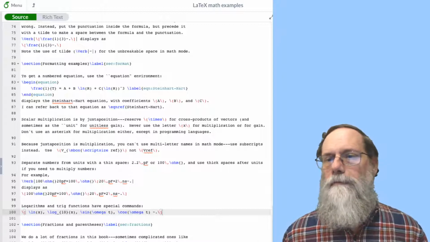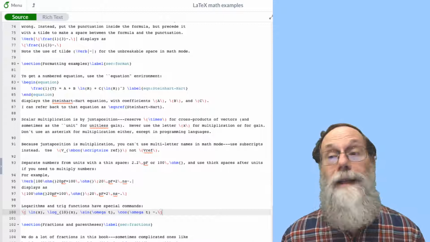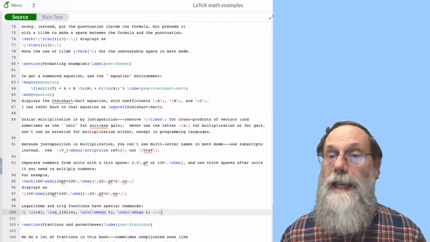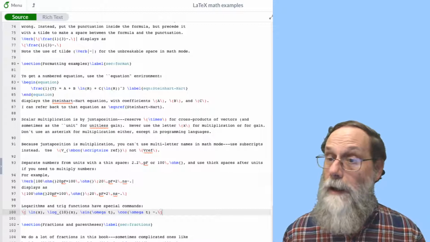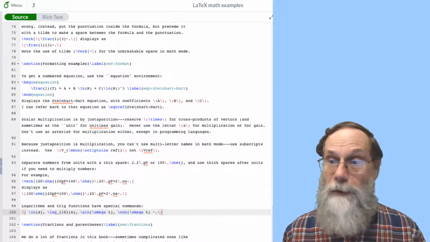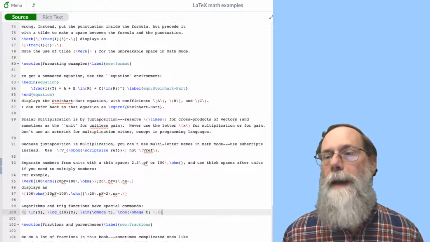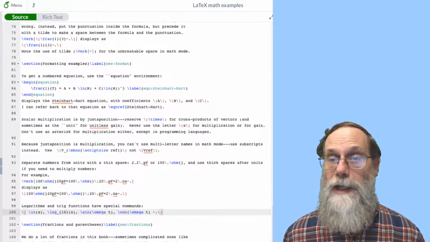Okay, some other points. Scalar multiplication in math mode, in math notation in general, is done by juxtaposition. Remember what I said, V equals IR? The I and the R were multiplied together. There was no symbol between them. They were just put down next to each other, and that made them multiplied. That's the standard way to do scalar multiplication.